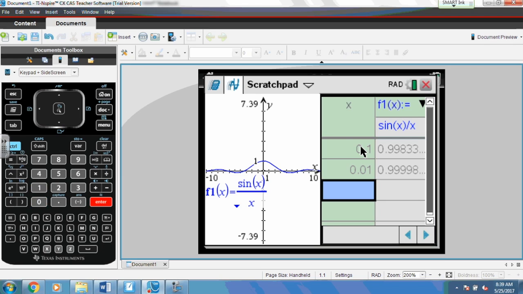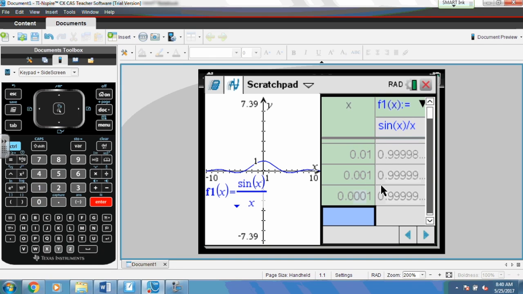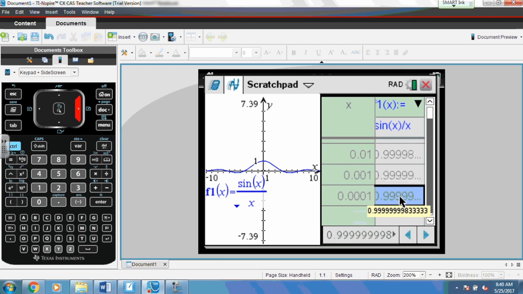So 0.1, 0.01, 0.001. Okay, and then coming in from the other side, do an extra one right there just to make sure. So it looks like it's going to 1. Okay, again, if you're not sure, put in a few extra values so you can kind of see.